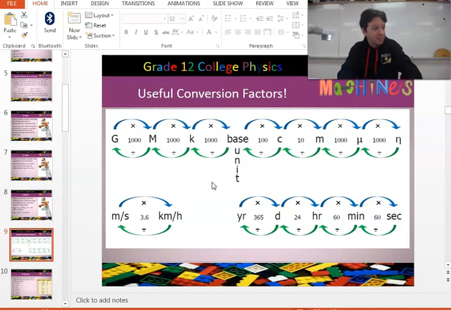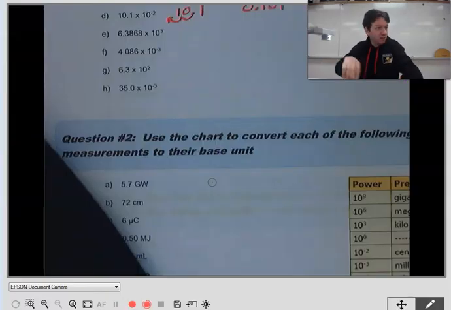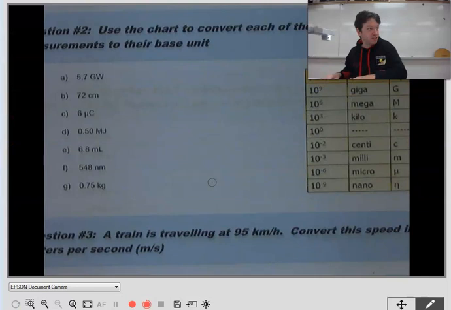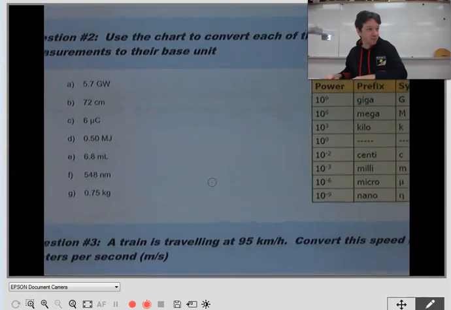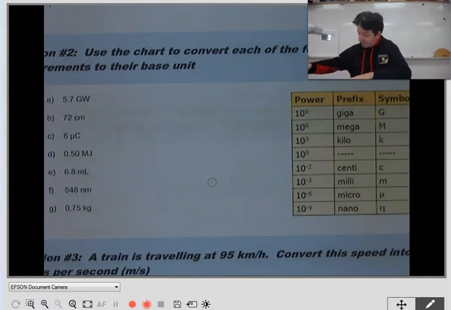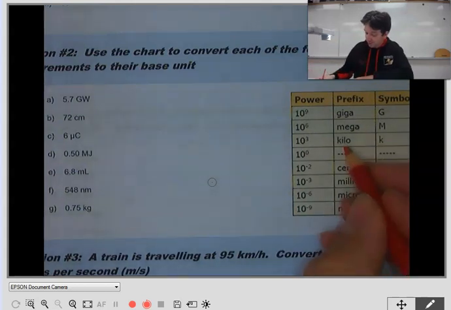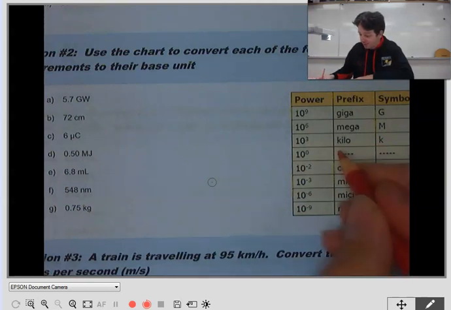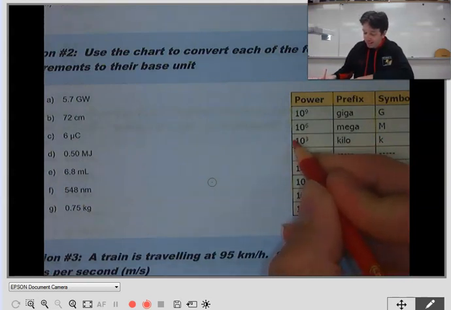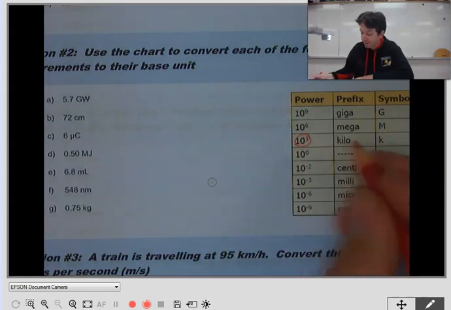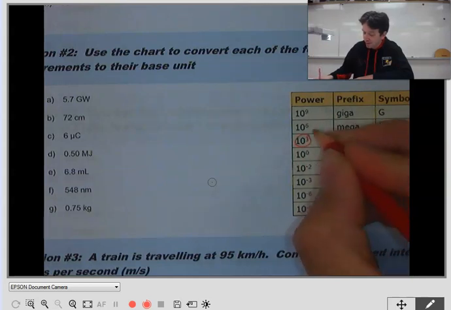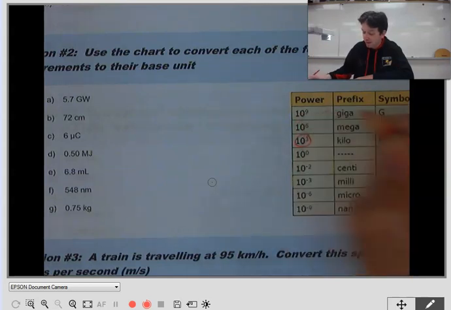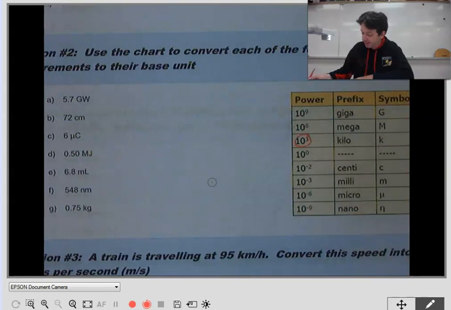So on your handout, we have this little chart right here under question number 2. This chart shows that, for example, a kilometer is 1,000 meters, but instead of writing 1,000, we write it as an exponent, 10 to the power of 3. 10 to the power of 3 is 1,000. A mega would be 10 to the power of 6, a giga is 10 to the power of 9. We tend to go by 3.